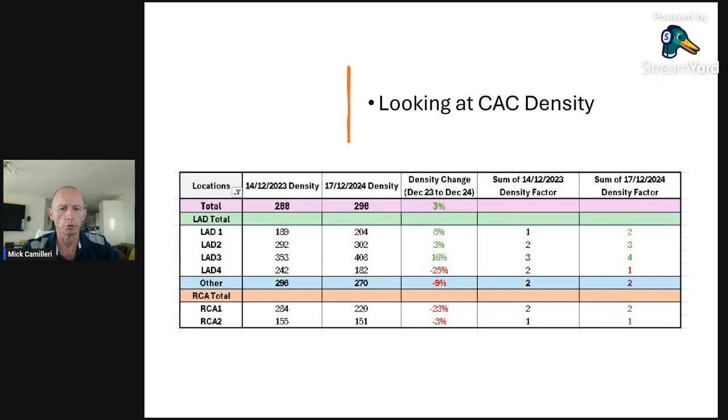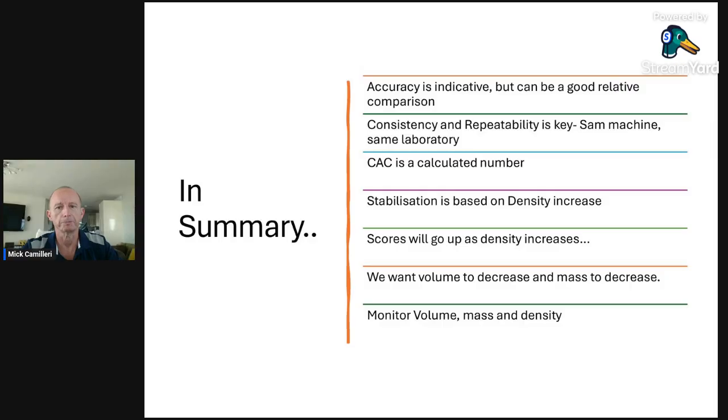We don't normally see density decrease. In my case, I've seen some density increases, which is great, but there's some density decreases. Now, again, is that the quality of the image? Is it the scan? Quite possibly. Will that affect the quality of the score? Possibly because it is a function of density, but notwithstanding, we're seeing an improvement in all directions there.